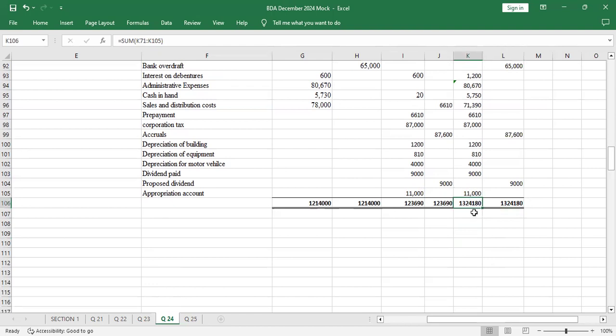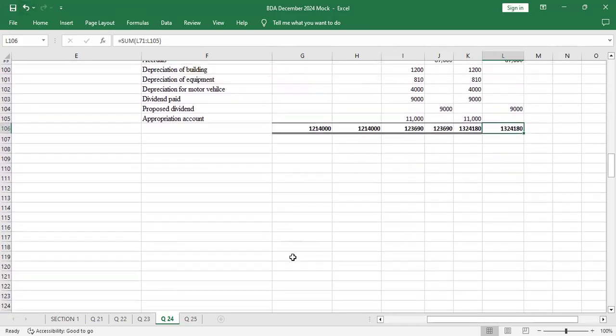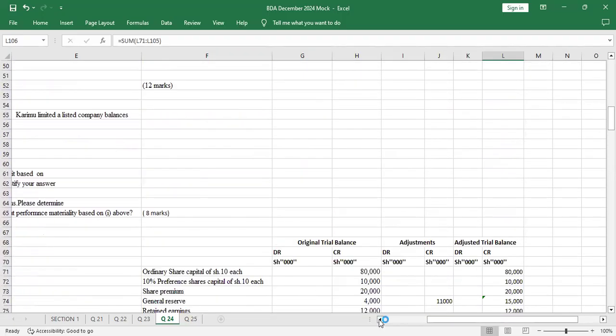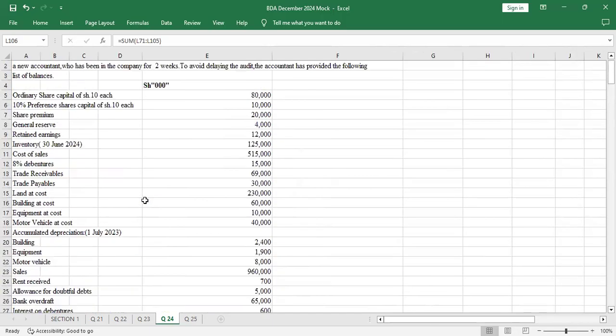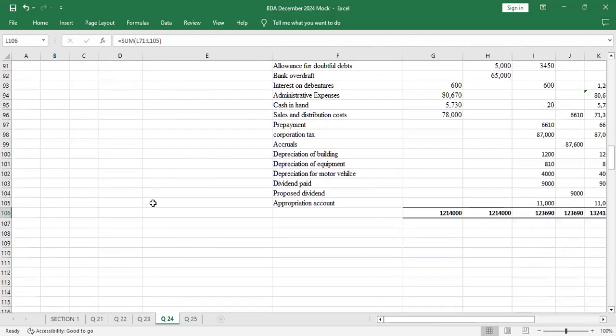131,304,180. When you adjust, it balances at 1,324,180. And that's how you're supposed to do part one of this question. This is a question that they will even test in your exam, how to prepare an audit schedule. So do more practice on that. It balances at those values.